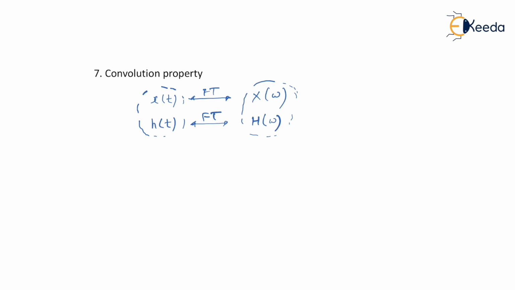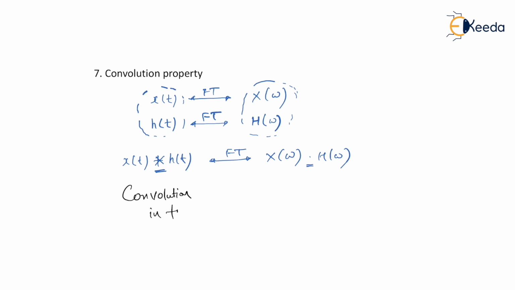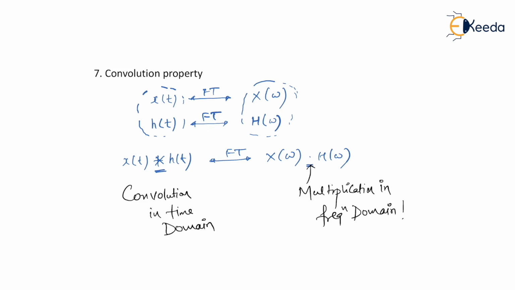If the convolution is taking place in time, that is x of t convolved with h of t, then it will have a Fourier transform that is simply a multiplication in the frequency domain, that is X of omega dot H of omega. So convolution in one domain makes a product in the other domain. And again, this is vice versa true.